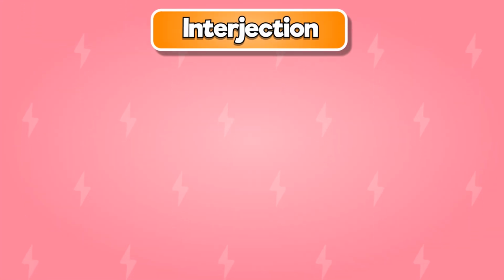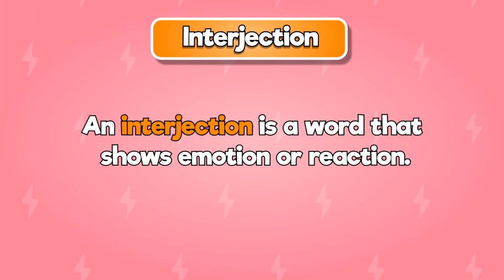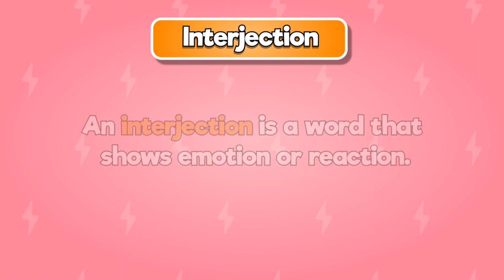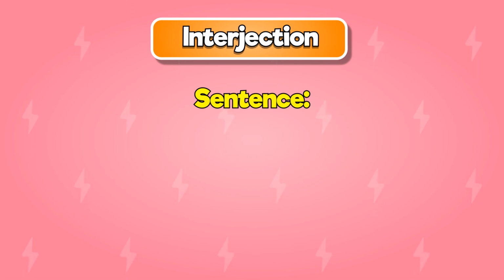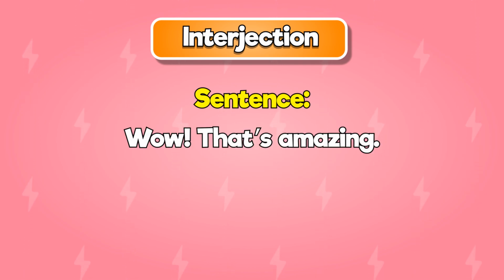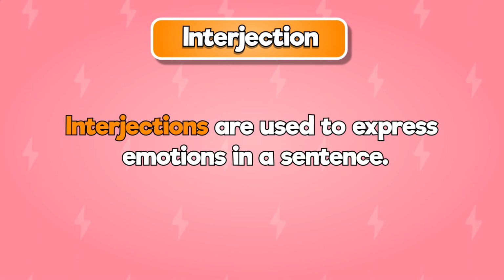Finally, we have interjections. An interjection is a word that shows emotion or reaction. For example, oh, wow, hey, and oops are interjections. Example sentence: wow, that's amazing. Here, the interjection in the sentence is wow. Remember, interjections are used to express emotions in a sentence.